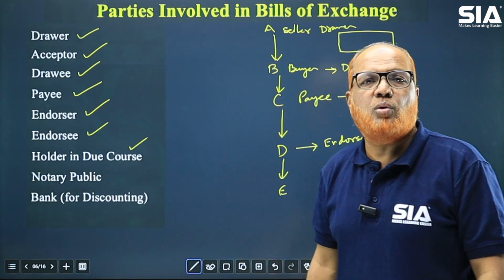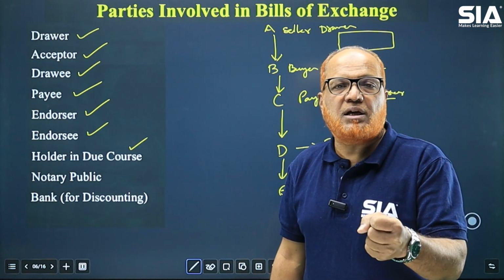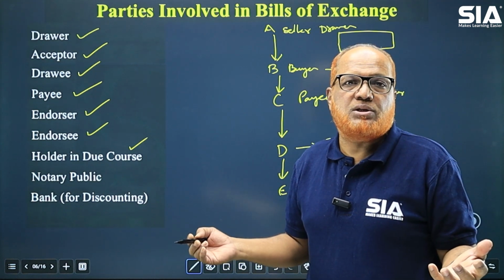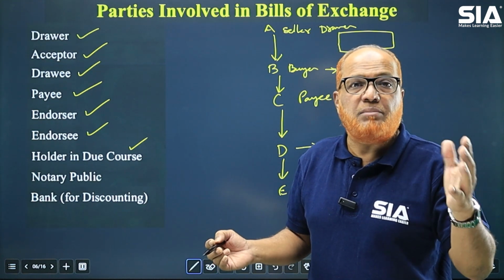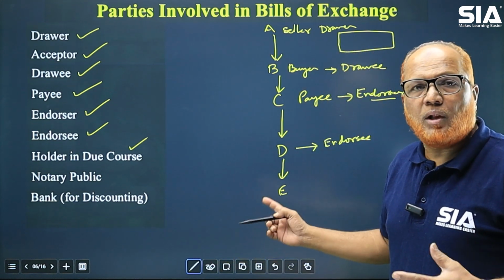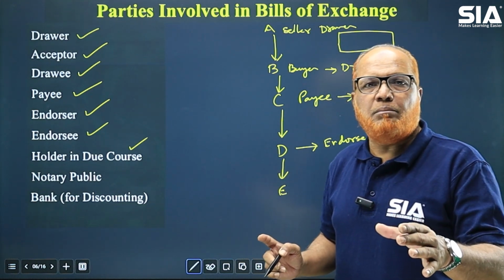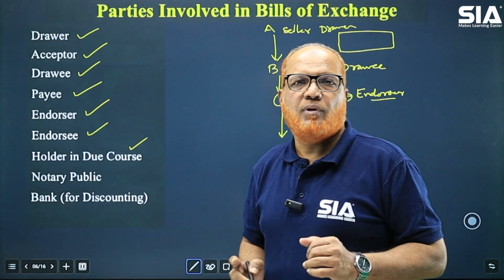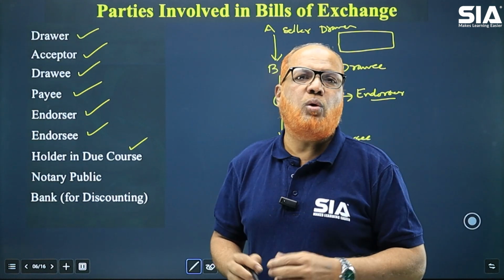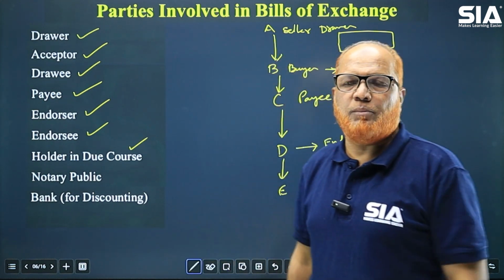The holder in due course will have more rights because he has taken the bill in good faith for value and without knowledge that the previous owner has some defect in the title. Then he will have more rights. All the rights will be protected by law. If any party makes any breach of the condition, the aggrieved party can go to the court of law and it is enforceable. It's a legal document.